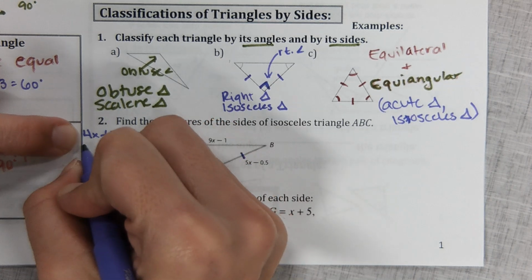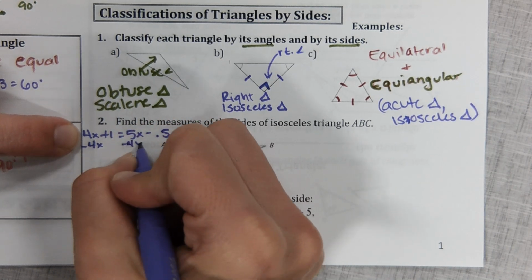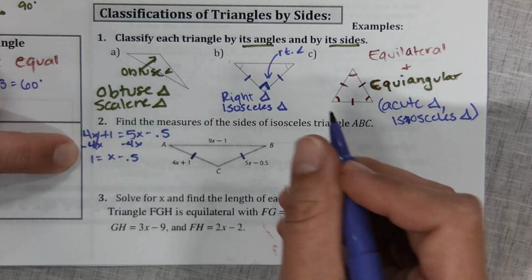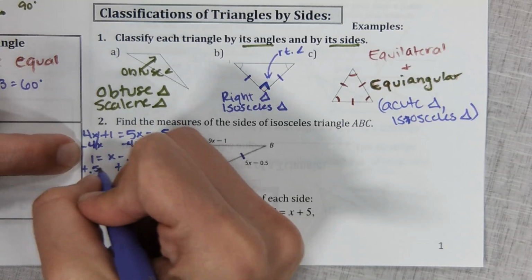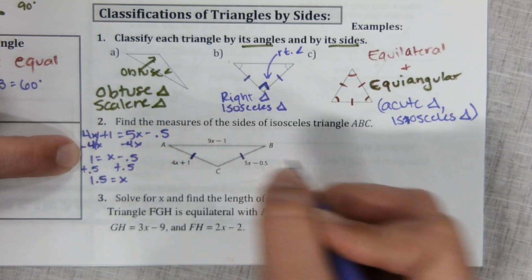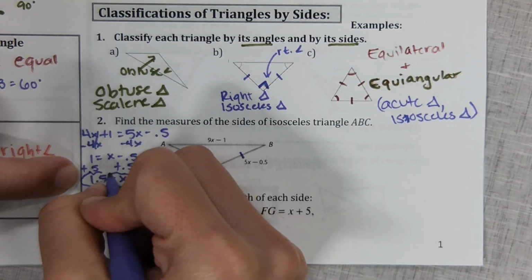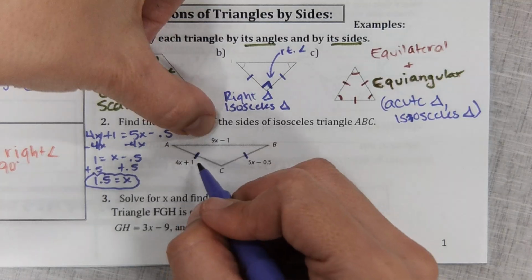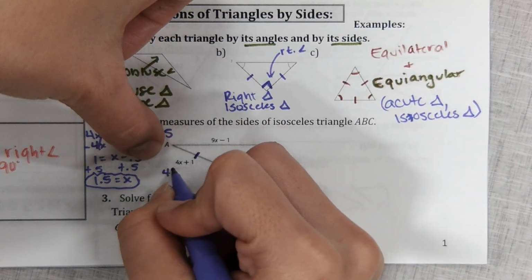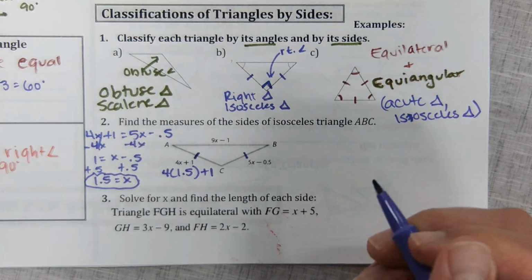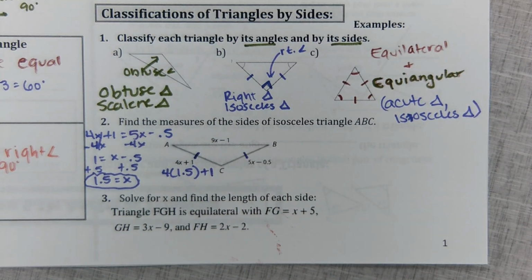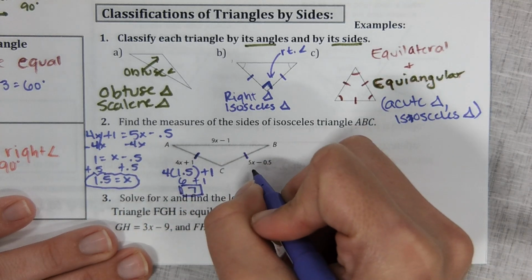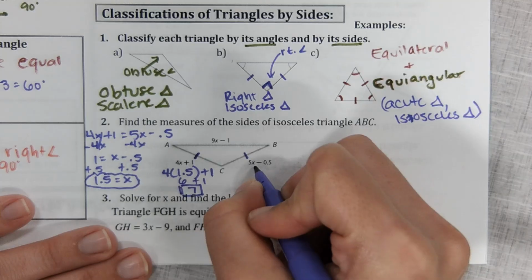So to solve this here, just subtract 4x from both sides. I get 1 equals x minus 0.5, plus 0.5. 1.5 equals x. So I found x, which is important, but it's not the final answer. After we find x, we have to plug it in to find the side length. So 4 times 1.5 plus 1. 4 times 1.5 is 6 plus 1 is 7. So we get 7 for this. And then we can plug in 1.5 here, but since these are equal, this will also equal 7.